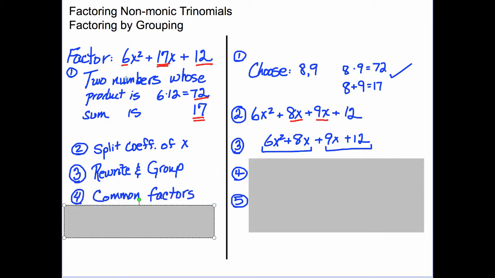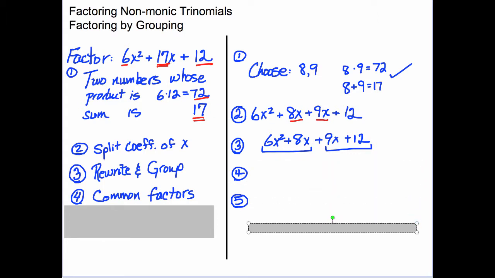Next, we find the common factors in the first group and we factor those out. So the common factors in the first group are going to be, let's see, 2 and x. So we'll factor out a 2x from the first two terms. That's going to leave 3x plus 4. And you can see that 2x times 3x is 6x squared. 2x times 4 is 8x, so we did that right.